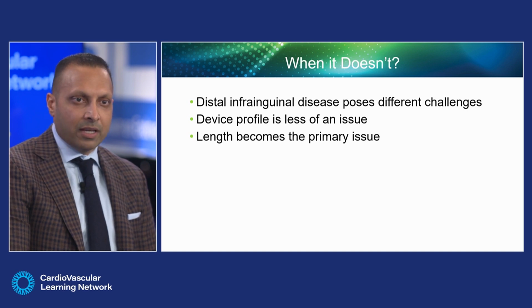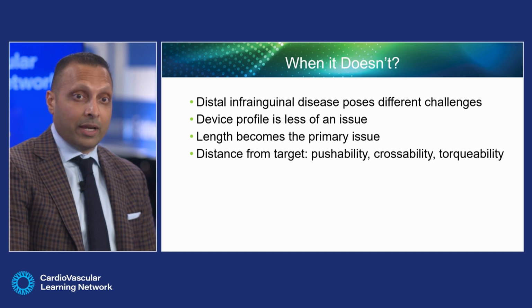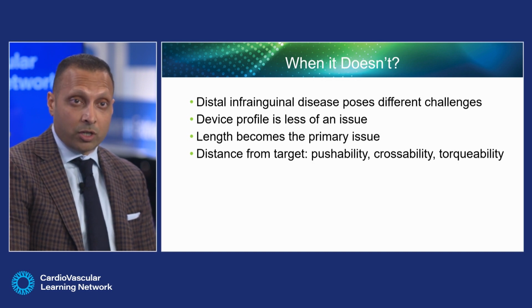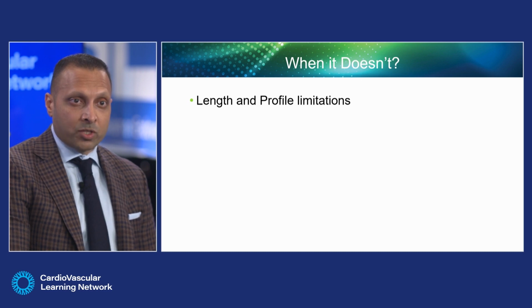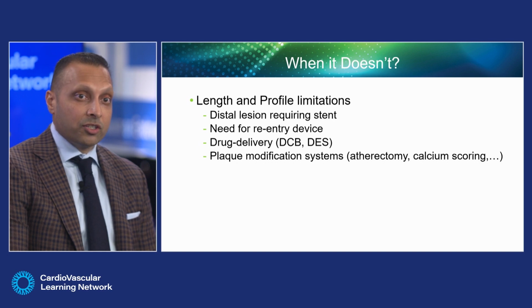Most of the devices in this area can be done in 5 French and in some cases 6 French, but everything else from an angioplasty or a small profile stent can be done with relatively low profile. It's the length that becomes the primary issue. In this instance, when distance becomes that great, the pushability, crossability, and torqueability of your devices becomes a point of issue. So when length and profile limitations become an issue, that's when distal lesions require a stent.